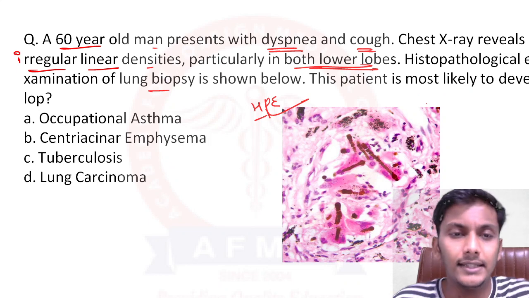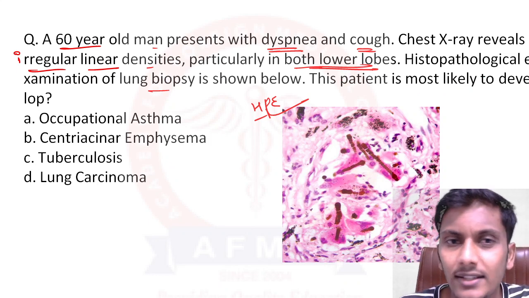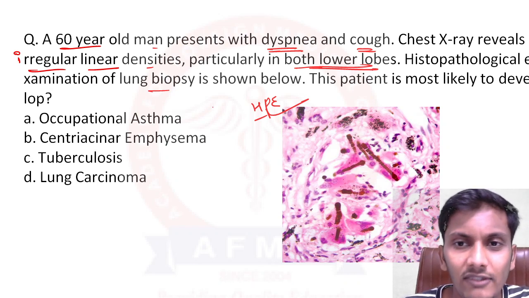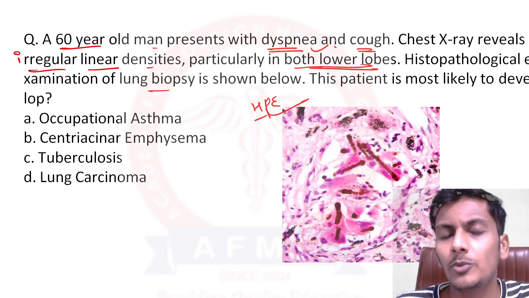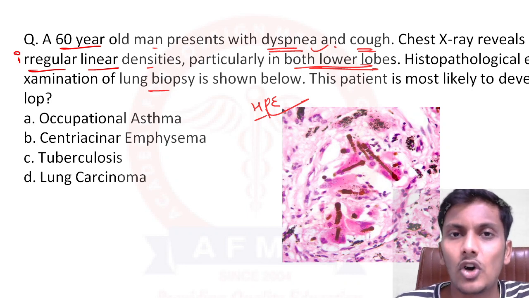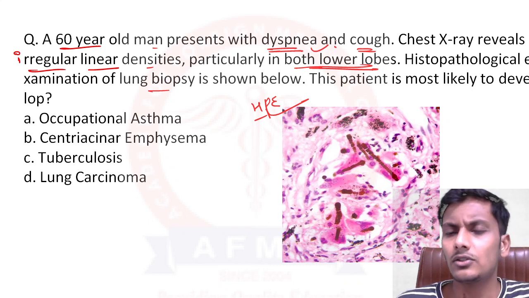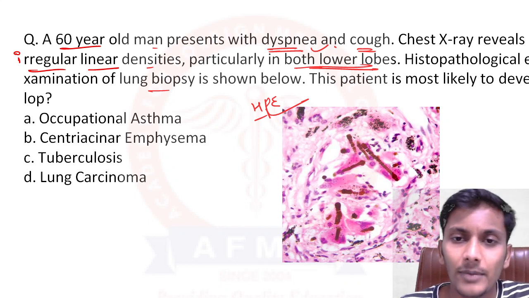So let's see. A 60-year-old man presents with dyspnea and cough. Chest x-ray reveals irregular linear densities, mostly where? In your lower lobes. If we are talking about pneumoconiosis, which is the disease which commonly affects your lower lobes? Asbestosis, right? But our diagnosis is not yet confirmed. Let's confirm our diagnosis. The histopathological examination of lung biopsy is shown below.